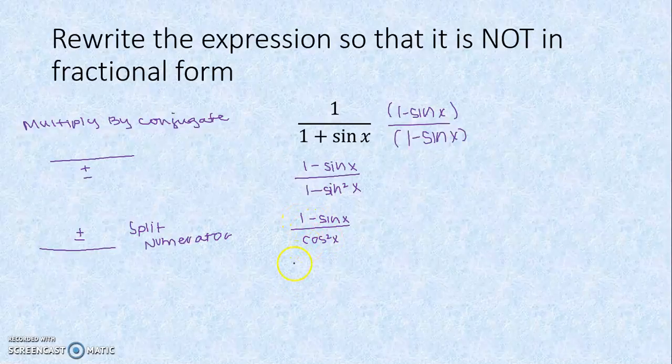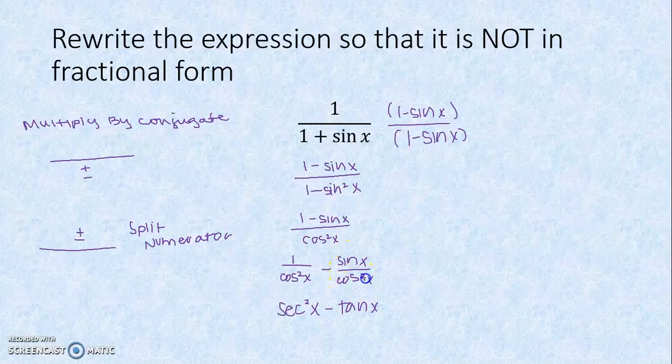So I'm going to split it so that it's 1 over cosine squared x minus sine x over cosine squared x. 1 over cosine squared is secant squared x. Sine over cosine would be tangent. That does still leave one of these cosines in the denominator. And if that helps, think of it like this: sine x over cosine x times 1 over cosine x. These are the same thing. So that cosine x being the denominator is just like a secant x.